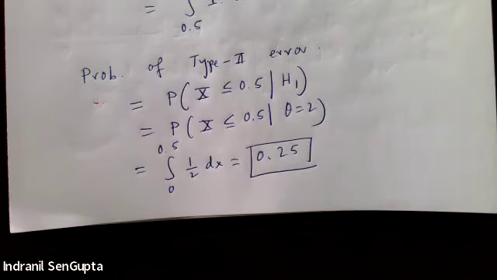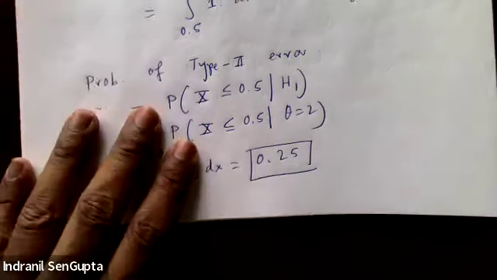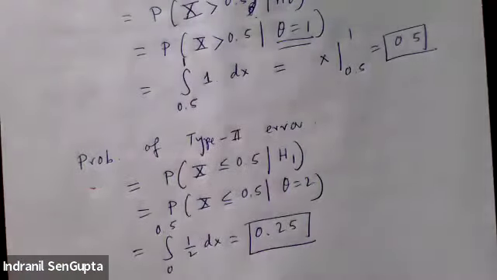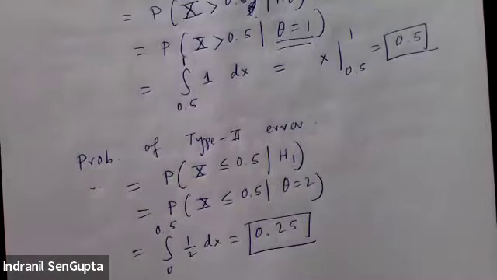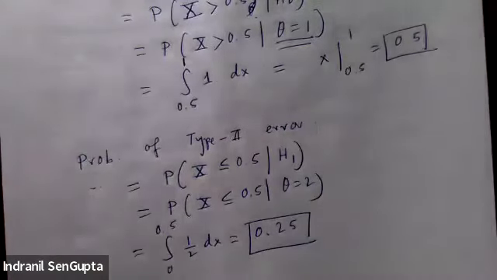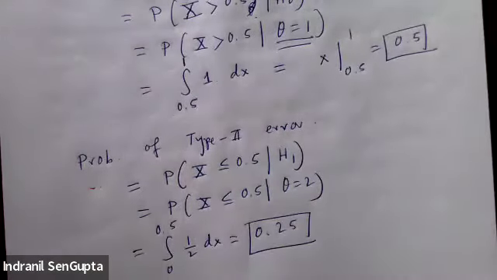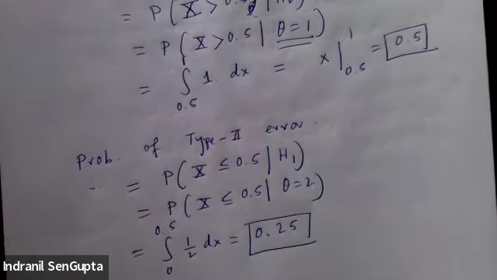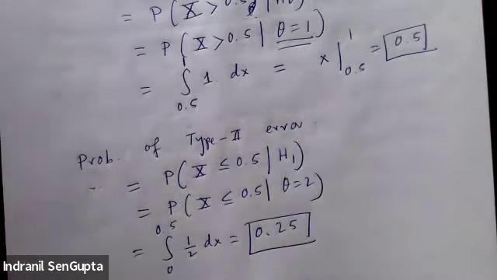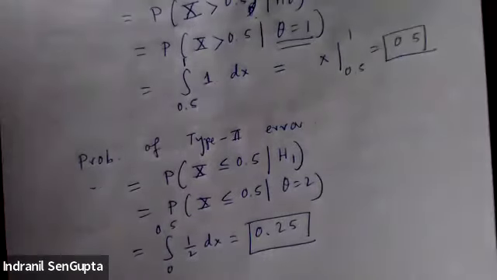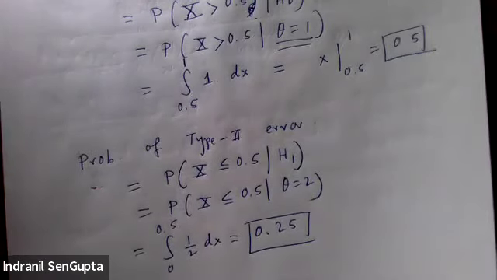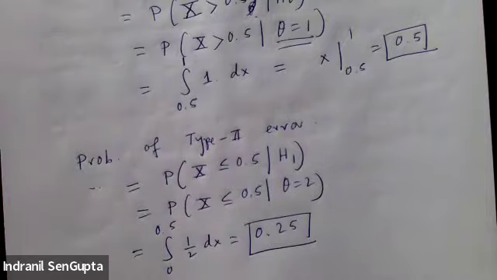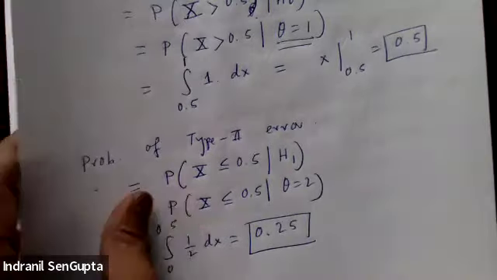All right, so these are some examples where you can compute the probability of type 1 error and probability of type 2 error based on the observation. Okay, let's now consider one problem that is actually discussed in the book. So let's continue with that.